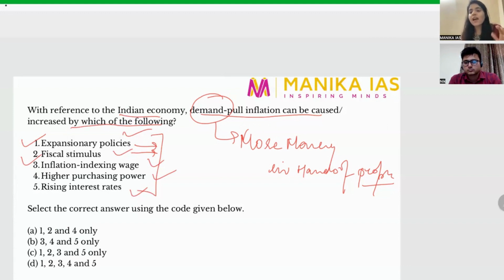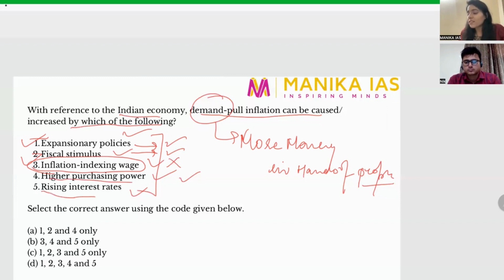Inflation indexing of wages means if something costs 100 rupees and it goes up to 110 rupees, then your wage is also increased to that level. Imagine your wage was 100 rupees earlier and the thing was also 100 rupees; now it is 110 and your wage is now 110. How will it increase money in your hand? So it is contradictory, no? Expansionary policy will increase money, stimulus will increase money, this will not increase money. Even if you don't know what demand pull inflation is or how it occurs, please understand: this will not increase money in the hands of people. Higher purchasing power definitely inherently means more money in the hands of people.